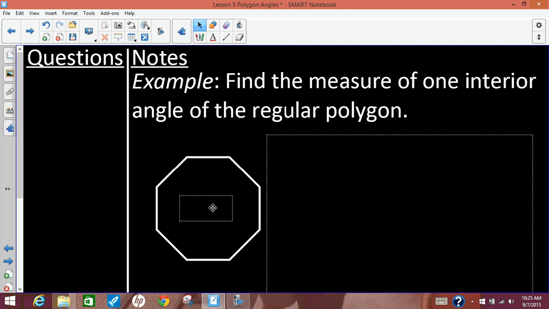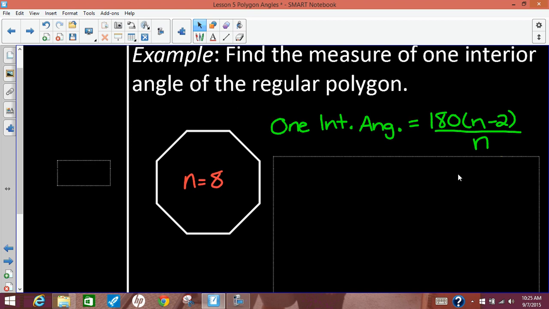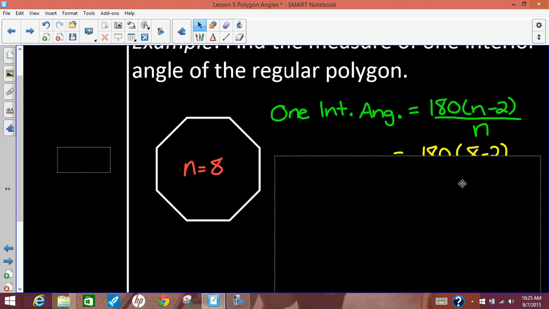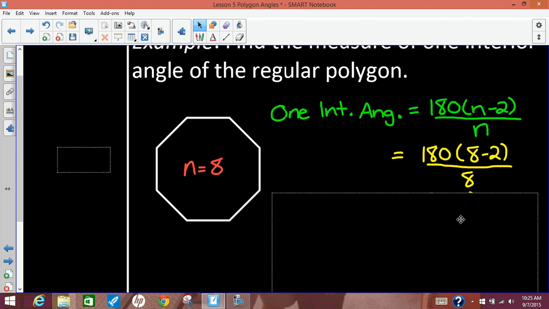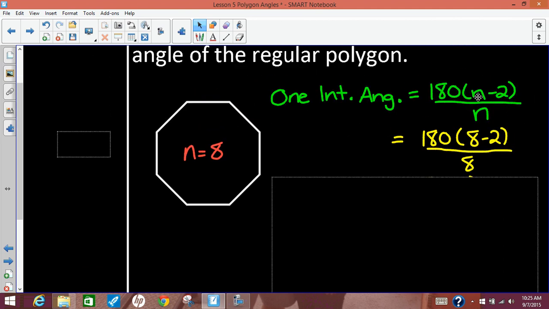Here I have an 8-sided polygon. There's my octagon. It looks like all the sides are the same size and all the angles are the same size. And I've told you that it's a regular polygon. So if I want to find one interior angle, I can use my formula, and I should write it down every time, and I'll always remember it. I plug in n in 2 spots. So I plug in 8 for both spots where n is.